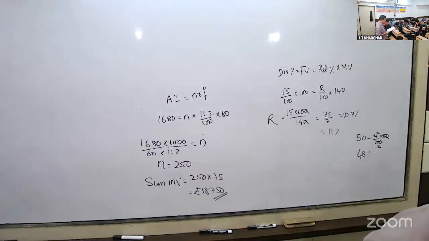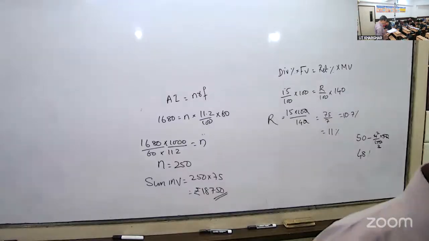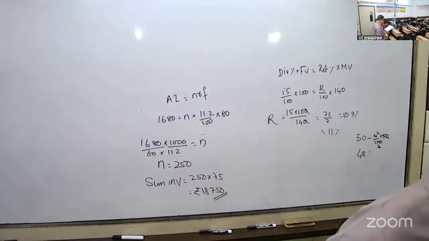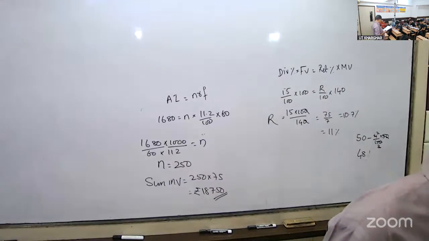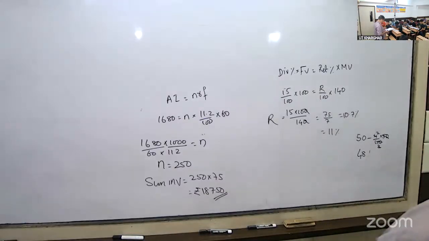Okay, so 48. Therefore, number of shares is equal to 9,600 by 48. Right, quickly. 9,600 divided by 48. How much? 200. Okay.